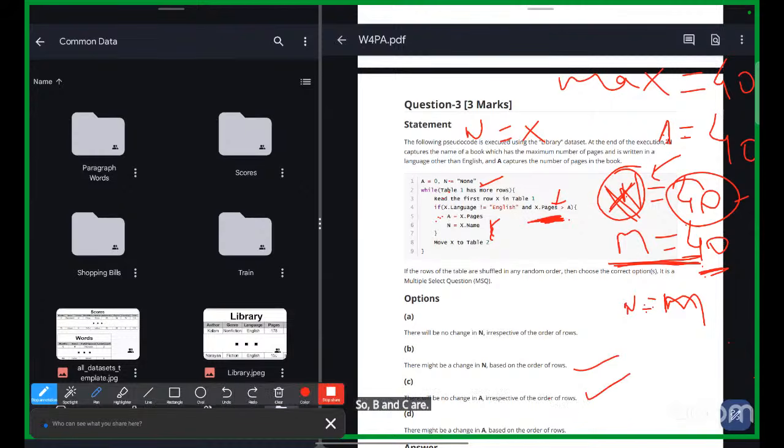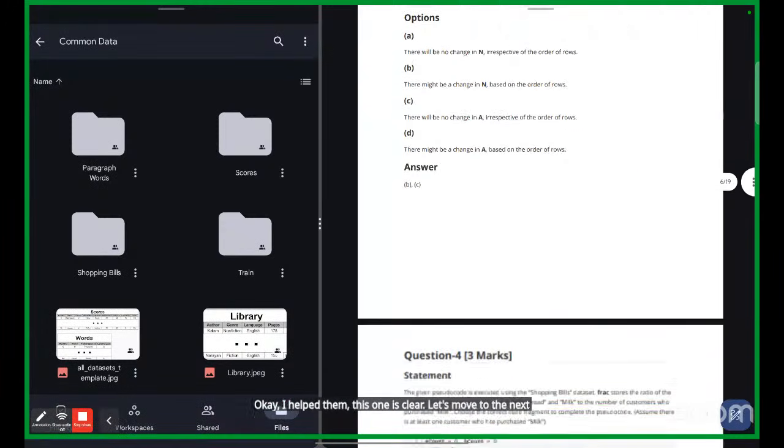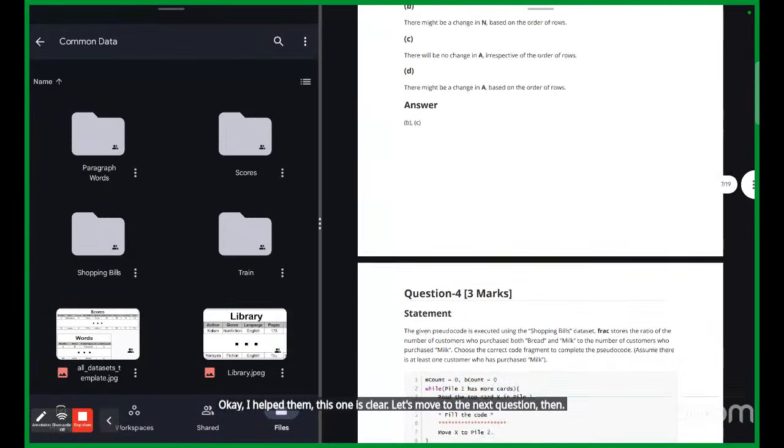Any doubt in this one? Okay, I assume this one is clear. Let's move to the next question then. B and C are correct.